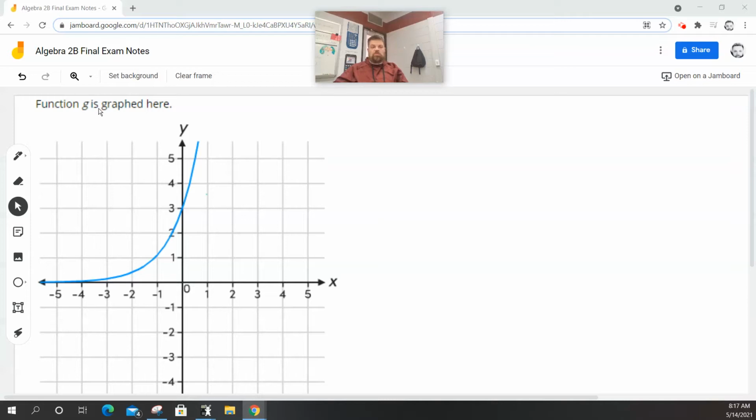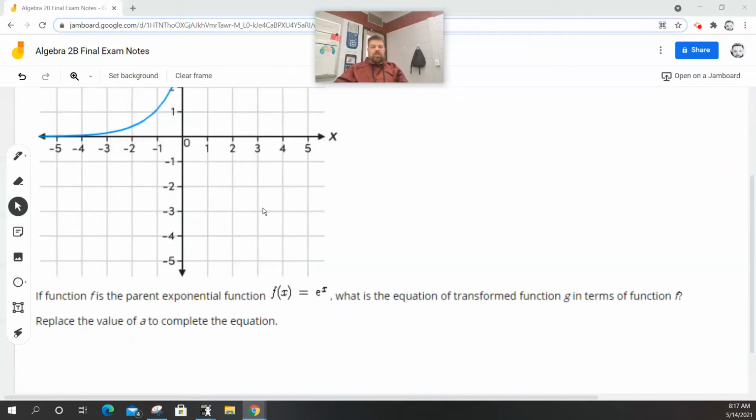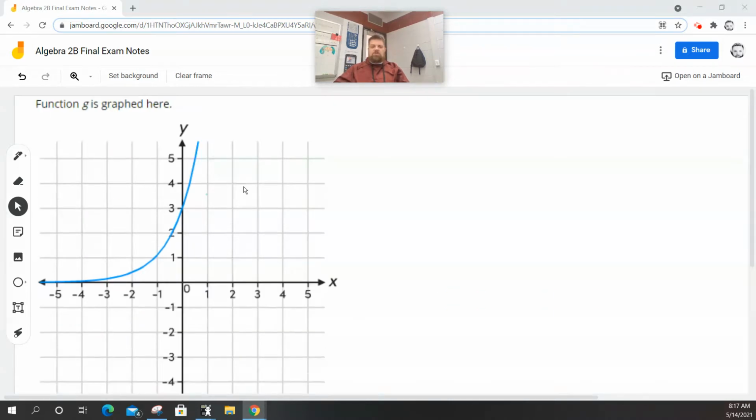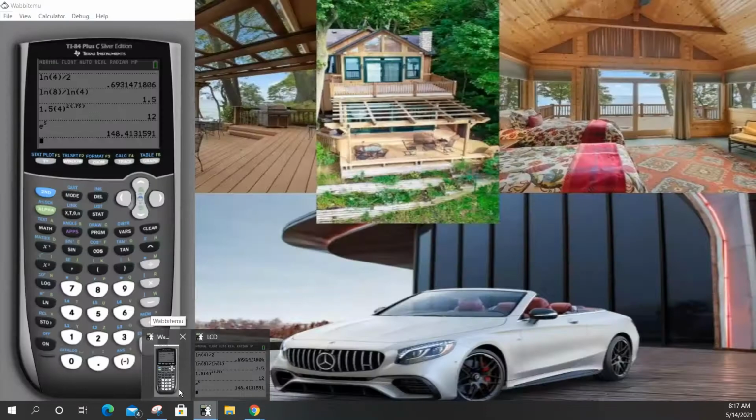Okay, so the function g is graphed here. And if the function f is the parent function, f of x is equal to e to the x, what is the equation of the transformed function of g in terms of f? So we did something to f of x to get this. So let's just graph f of x.